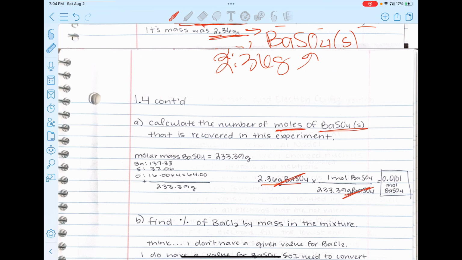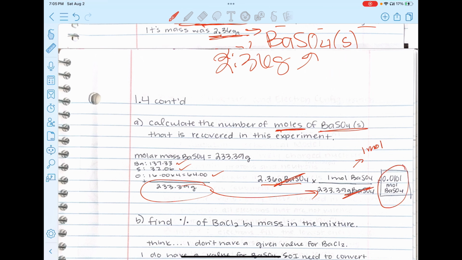I find barium on the periodic table, see that it's 137.33, sulfur 32.06, 16 times 4 oxygens gives me 64. I arrive at a total of 233.39 grams. That's where this number comes from in our math. Now that's how many grams are in 1 mole of barium sulfate. So on top I simply put 1 mole. This is math we've done many, many times previously in chemistry. So 2.36 times 1 gives us still 2.36, and then divided by 233.39 gives us an answer of 0.0101 moles of barium sulfate.